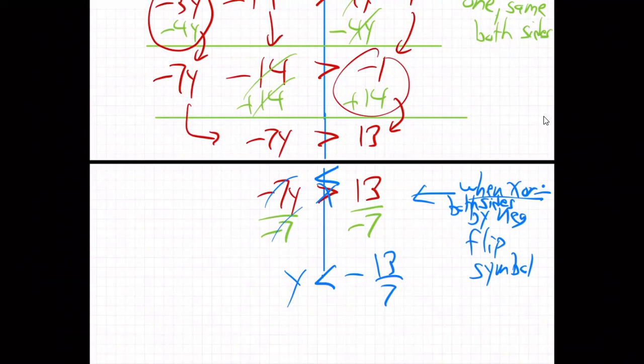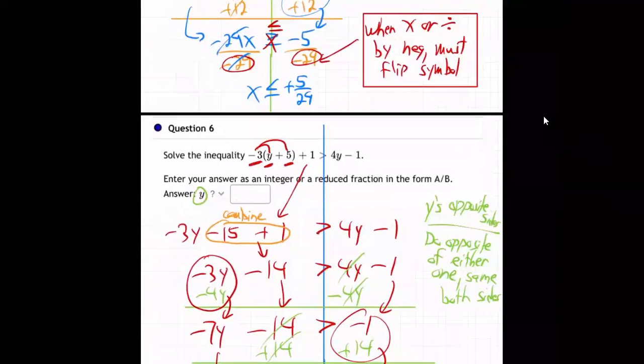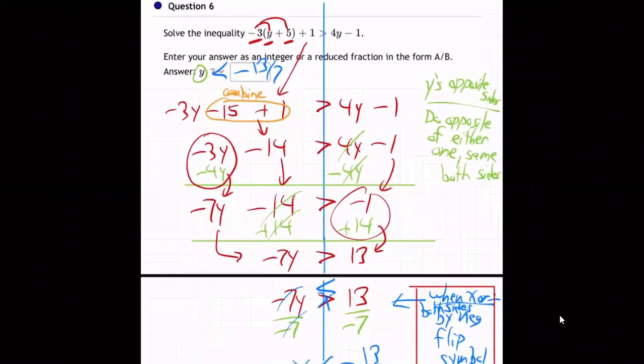So notice we flipped the symbol. So it's really, really important that you remember this rule. This is like the golden rule of greater than, less than problems: when you multiply or divide by a negative, you must flip the symbol. So right here, I divided both sides by a negative, and so I had to turn this, which was this way, the other way. Really important. And there we go. Y less than negative 13/7. So that's what we put in here. Y less than negative 13/7. There we go.